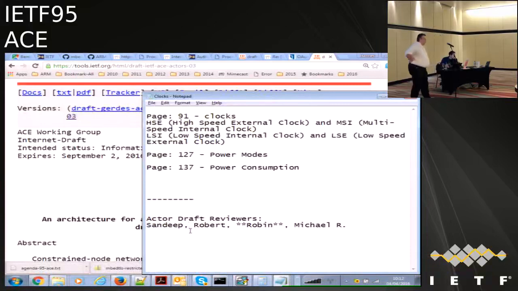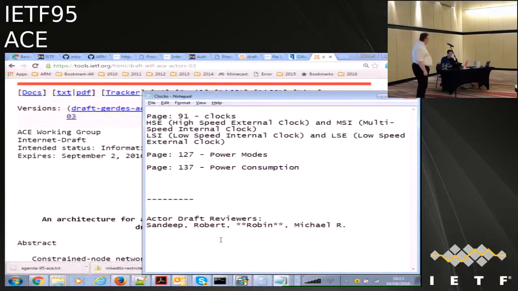Yeah. So we had a telephone conference call in this group. I think it was in the beginning of March or so, and there were a few people who volunteered to review the document. We got one review in.